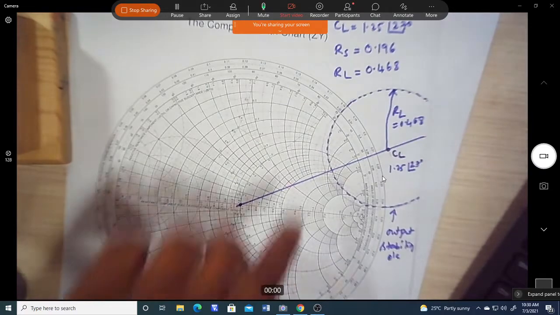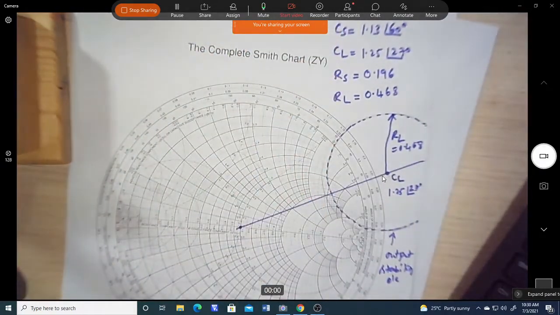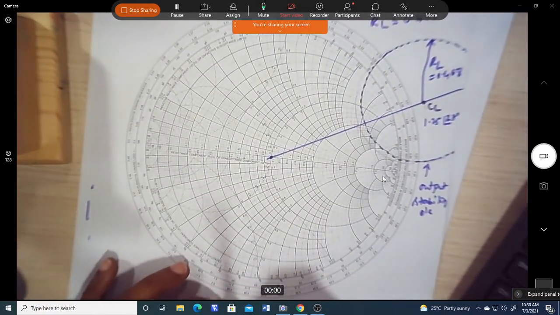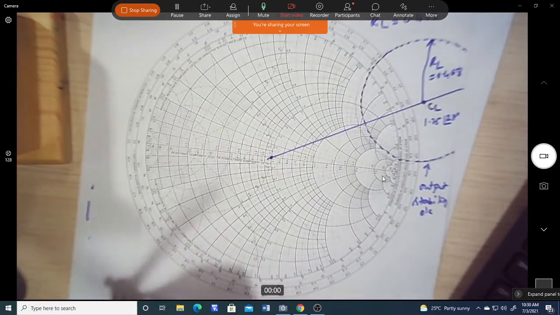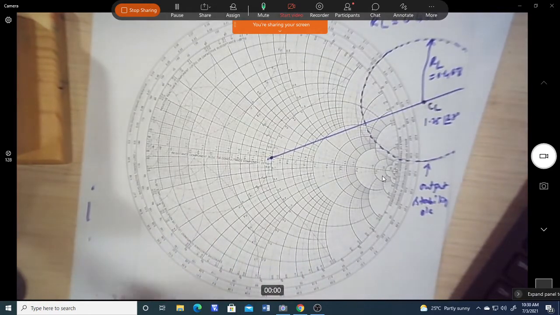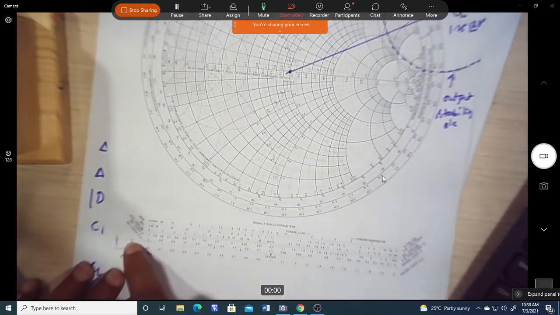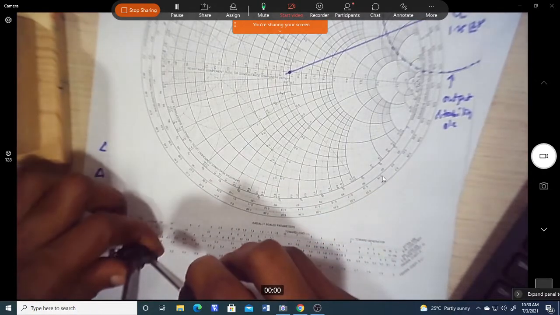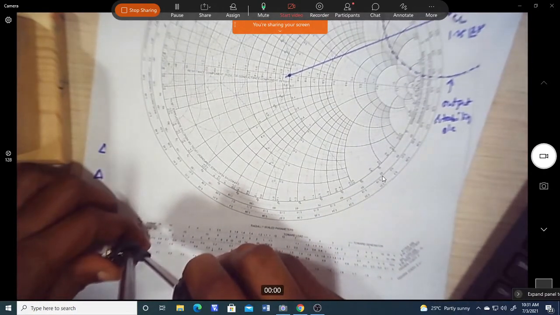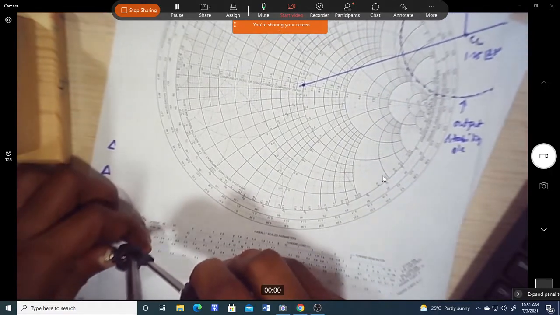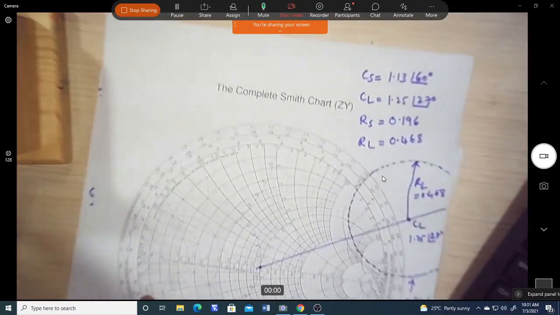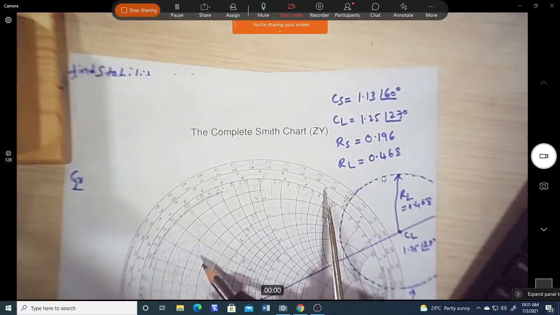Now similarly draw the input stability circle, that is CS and RS. CS is 1.13, so I am taking 0.13 extra. So this point is 0.13 extra, and I am taking from 0 to that point. That is the center of the input stability circle. So 1.13. Now see where is the angle 60. So here it is 60.